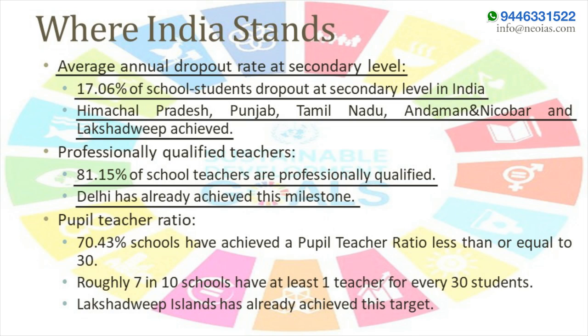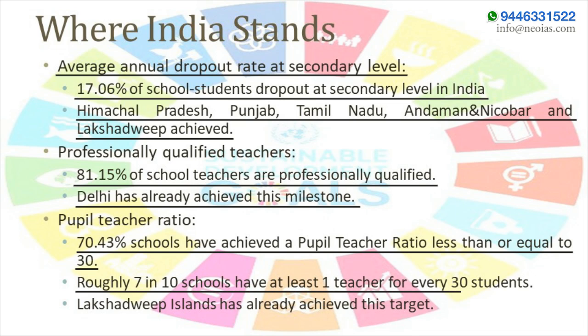Next, about student-teacher ratio. 70.43% of elementary and secondary schools in India have achieved a student-teacher ratio of less than or equal to 30. Roughly 7 in 10 schools in India have at least one teacher for every 30 students. The 2030 target is to have 100% schools providing at least one teacher for 30 students. The Union Territory of Lakshadweep has already achieved this target.